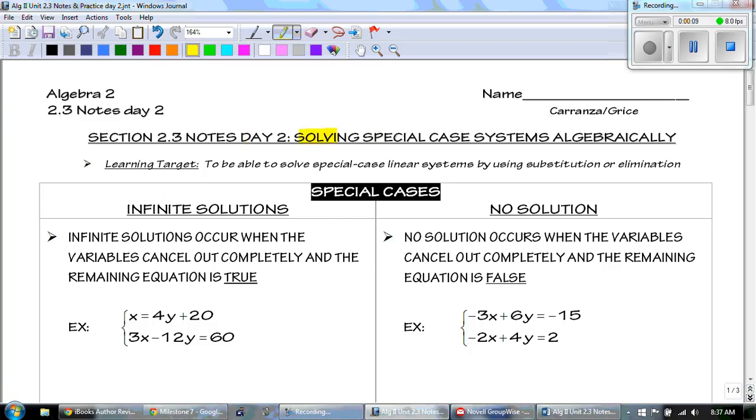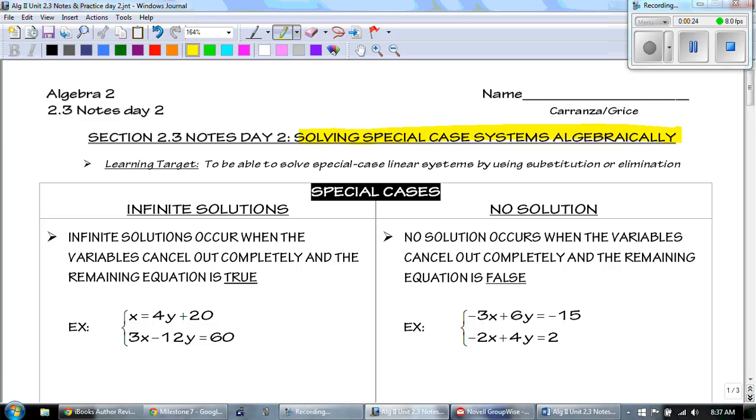Today we're talking about solving special case systems algebraically. Our learning target today is to be able to solve special case linear systems by using substitution or elimination. So let's go ahead and get started.